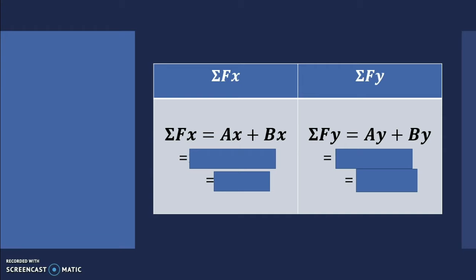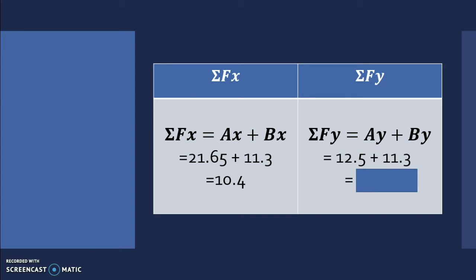Now that we have all of our components, we can add the x components to get the resultant. Sigma Fx is equal to Ax plus Bx. Substituting, 21.65 plus negative 11.3, ending up with 10.35 or 10.4. And for the y components, sigma Fy is equal to Ay plus By. Substituting, 12.5 plus 11.3, ending up with 23.8.